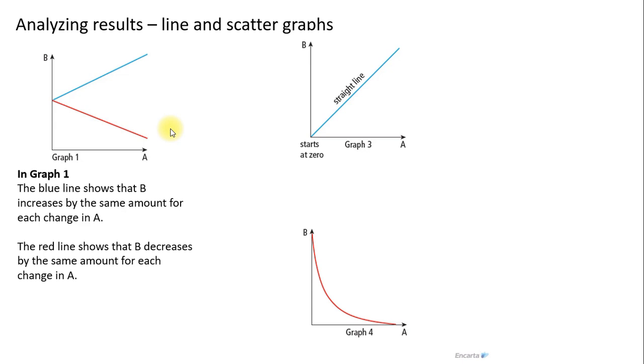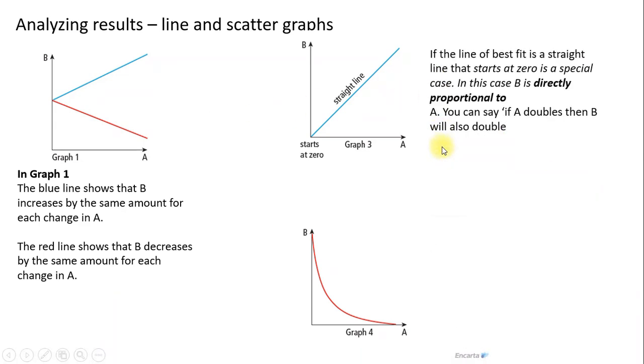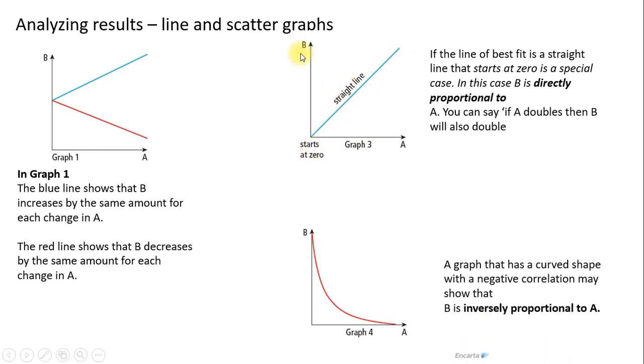Now there's a special case here where the graph is from the origin, 0, and we have a straight line. We can find out the relationship between A and B. This case is a special case. You can see that B is directly proportional to A. It means that if A is doubled, then B also will be doubled. This is a special case where the graph starts from the origin, from this point.